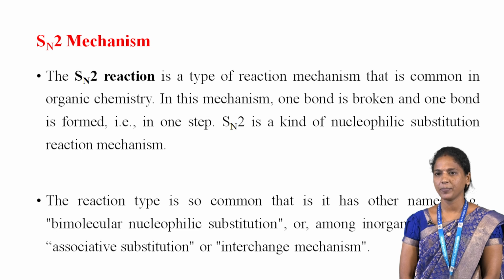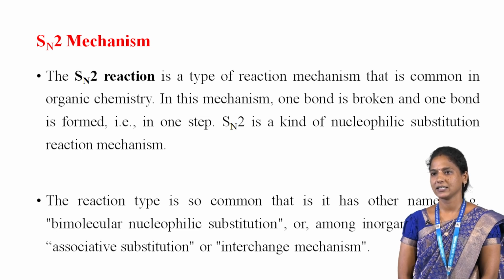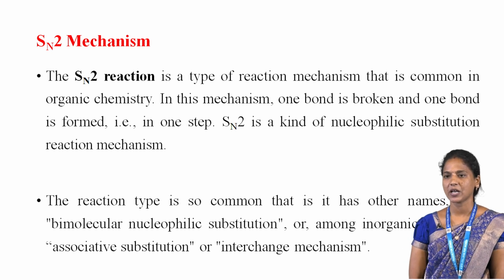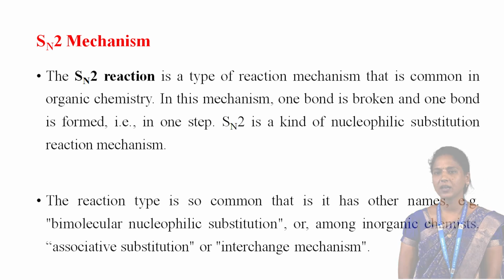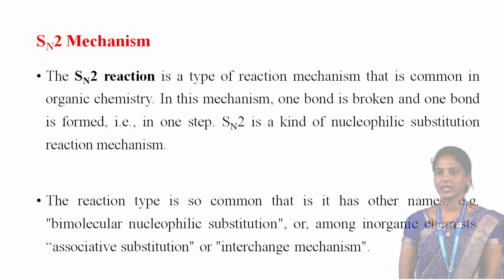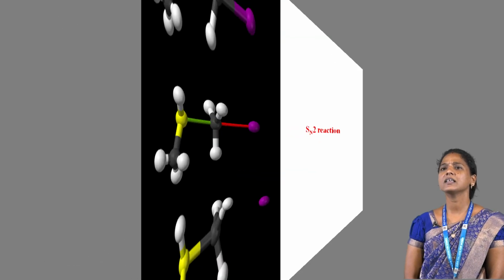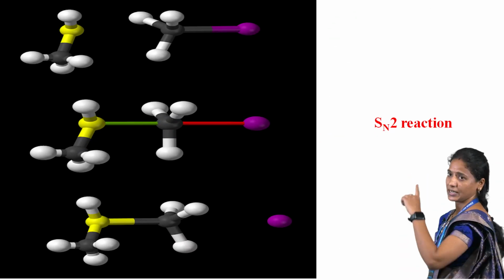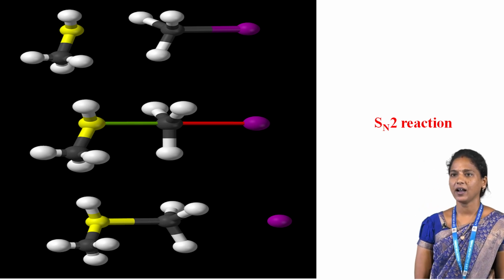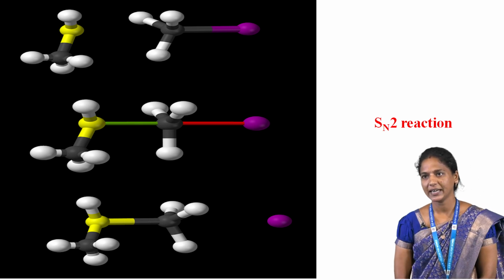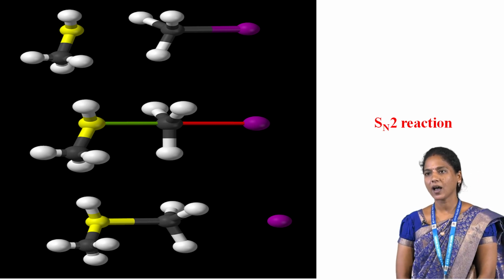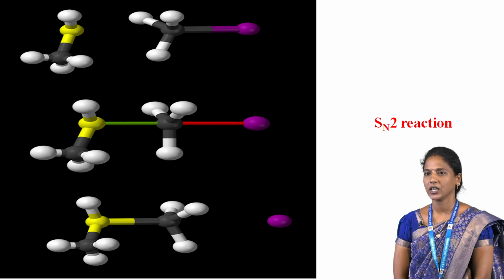The reaction type is so common that it has other names. Examples of bimolecular nucleophilic substitution are known among inorganic chemists as associative substitution or interchange mechanism. This structure is a ball and stick representation of the SN2 reaction of methanethiol with methyl iodide yielding dimethylsulfonium. Note that the attacking group attacks from the backside of the leaving group.